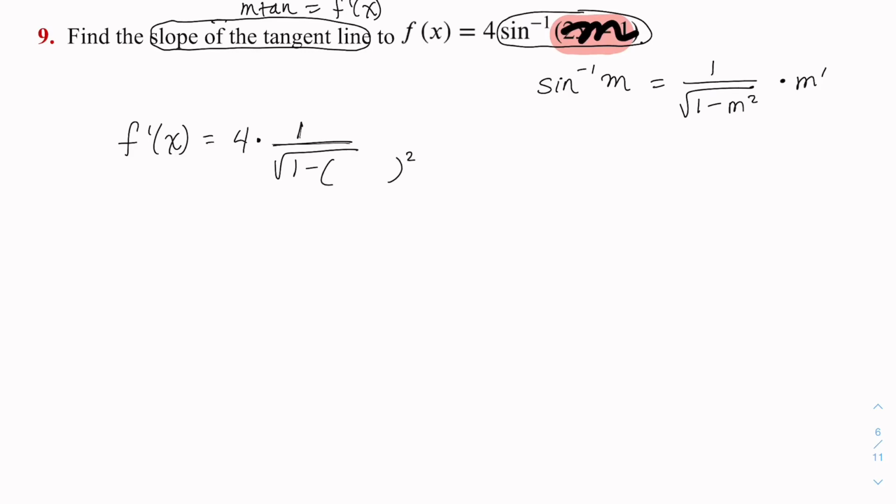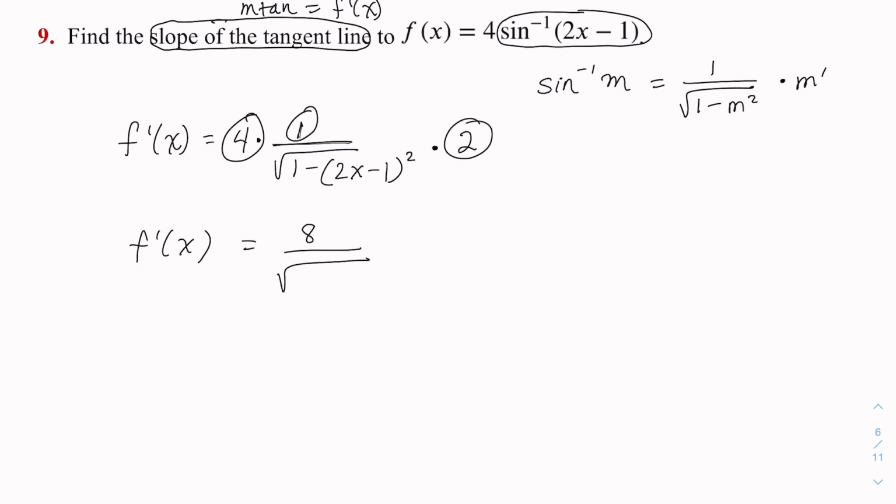In this case, monkey is 2x minus 1 times the derivative of monkey, which is 2. So for our final answer, we have 8, 4 times 1 times 2 in our numerator over the square root of, okay, we've got some simplifying to do.